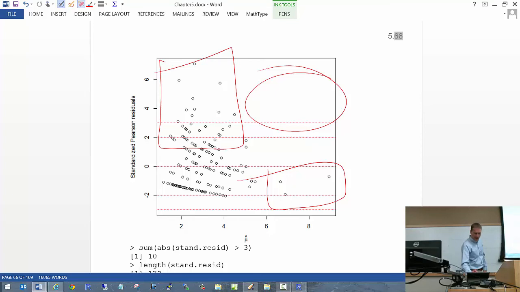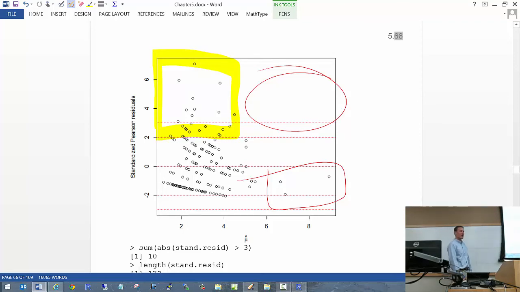I didn't draw that very well. Let me just redraw it again to make sure that you don't get a misunderstanding. I'm talking about that part. That's what I'm talking about.